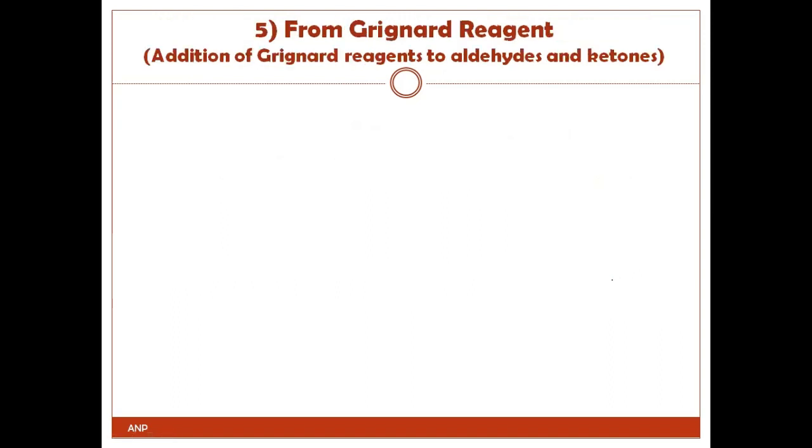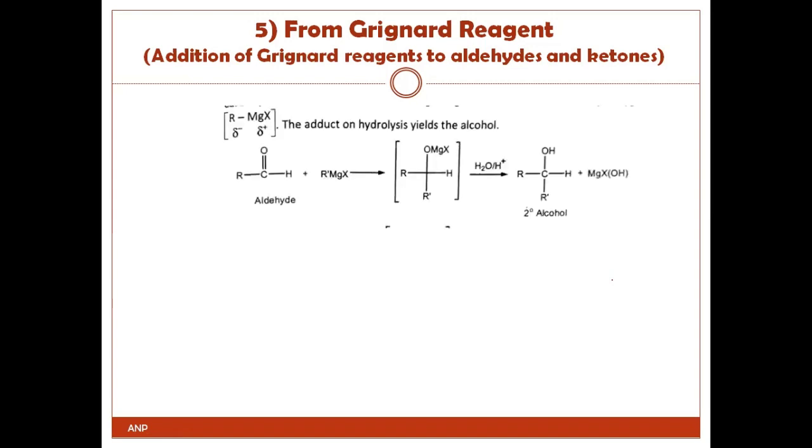Next method is preparation of alcohol from Grignard reagent, that is simply the addition of Grignard reagent to aldehyde as well as ketone. Grignard reagent reacts with aldehyde or ketone to form the addition product, which on hydrolysis with dilute acid gives the corresponding alcohol. Before discussing this, what is Grignard reagent? Grignard reagent means RMgX. This is the Grignard reagent.